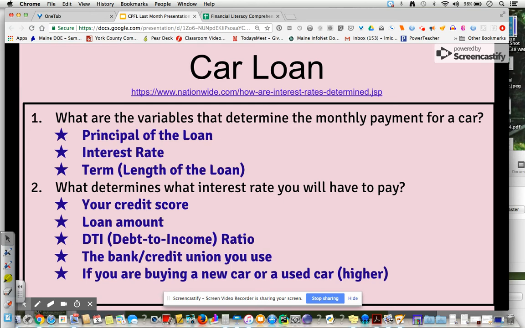So what are the variables that determine the monthly payment for a car? The 3 main variables are the principal of the loan, the interest rate, and the term. And then there are several factors that determine your interest rate: your credit score, of course, how much money you'll borrow, your DTI, which should be what percent or less? That's right, 36. Obviously, the bank or credit union that you're using. Some give better rates than others. And then if you're buying a new or a used car.